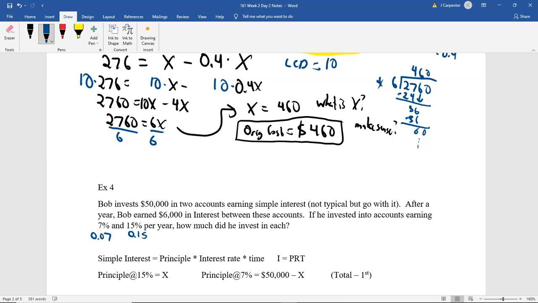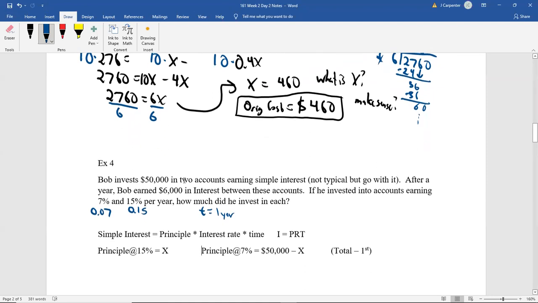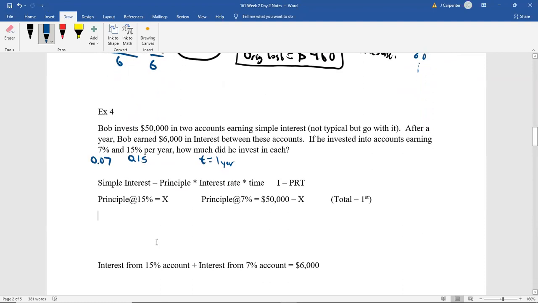How about the time? Well, how much interest did he get? $6,000 between these two accounts after a year. So T is equal to 1 year. So now we can say that the interest from the 15% account plus the interest from the 7% account is equal to $6,000. This is the equation using our words.